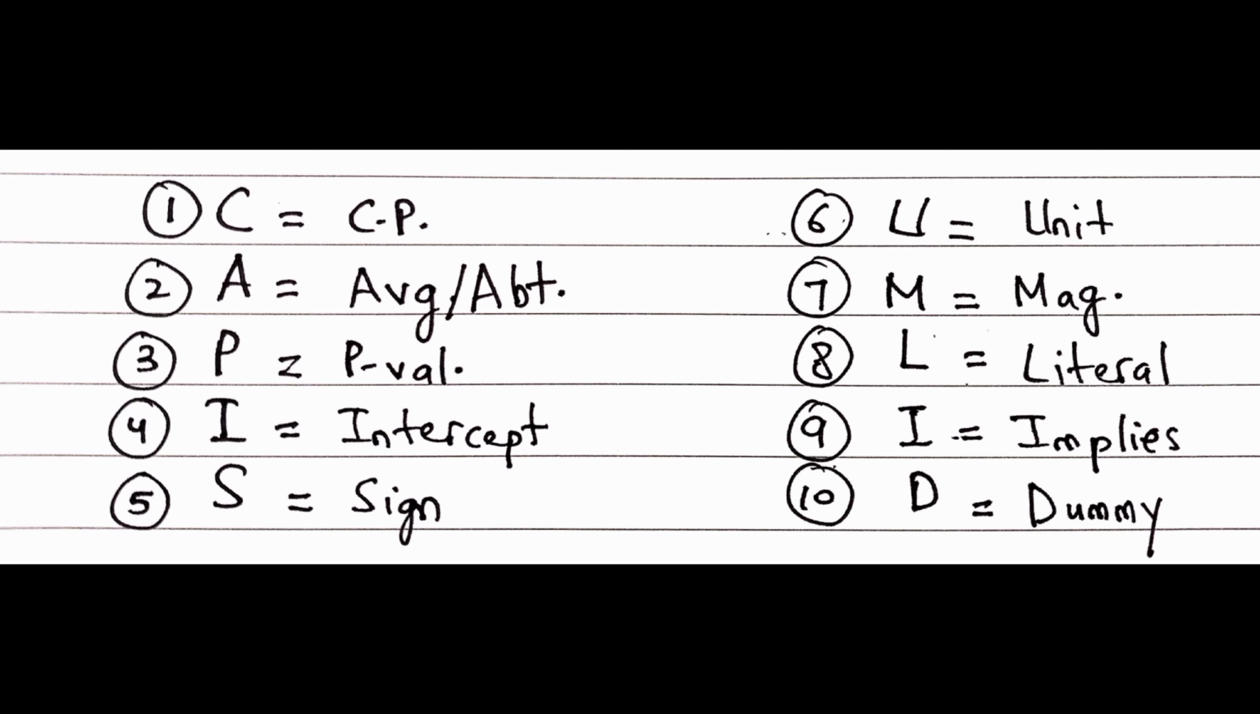And now it's time for you to practice. The mnemonic itself is pretty easy to remember, that is CAPSIUMLID, but you have to obviously remember what each of the letters stands for. So just pick any regression equation from your textbook and start practicing.